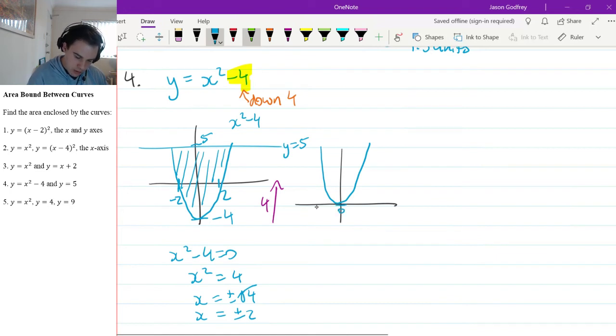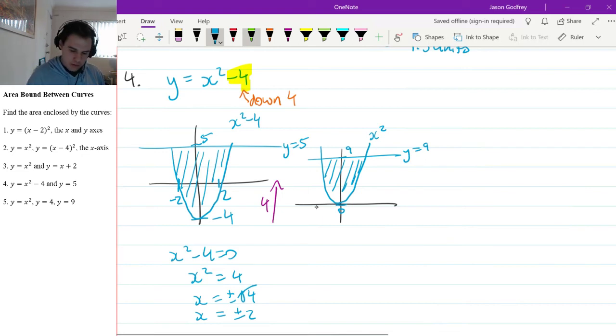So if we move everything up by 4, then the negative 4 moves up to 0. This was the graph of x squared moved down by 4, so if we move it back up by 4, it'll sit there, up to x squared. And then if we move the line y equals 5 up by 4, then it'll be up to y equals 9. Right, so this will still be the exact same area here.